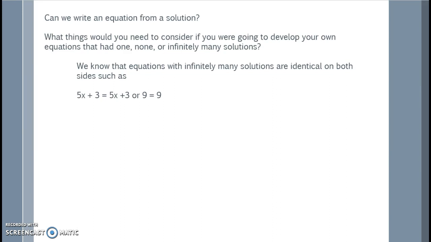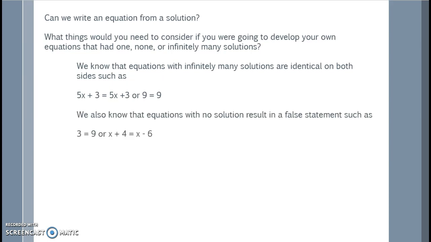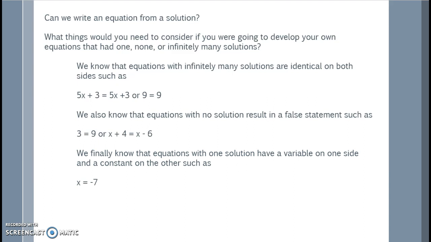5x plus 3 equals 5x plus 3, or 9 equals 9. We also know that equations with no solution result in a false statement, such as 3 equals 9, or x plus 4 equals x minus 6. Finally, we know that equations with one solution have a variable on one side and a constant on the other, such as x equals negative 7.